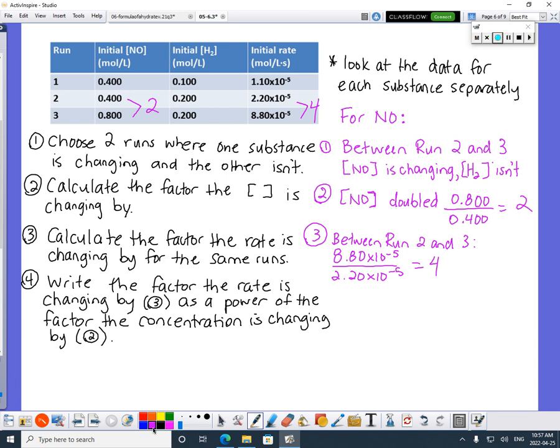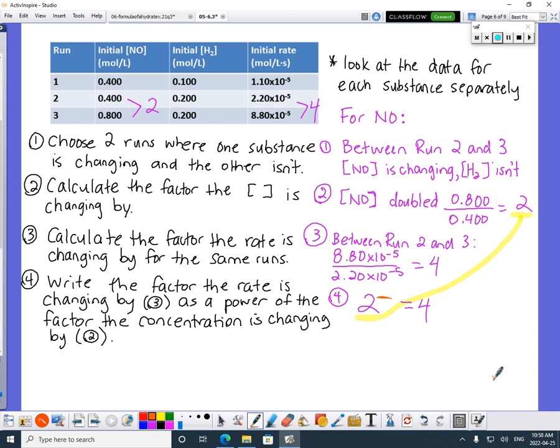Okay, so again, this is pretty wordy, and what you might find people do is they'll even just write it right in the chart, okay? So we need to write this number, the factor the rate's changing by, as a power of 2. So what that means is we want the base to be 2, and we want our answer to be 4. So we need to figure out what exponent we can use to get to 4.